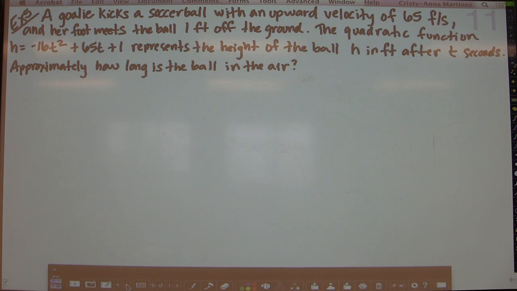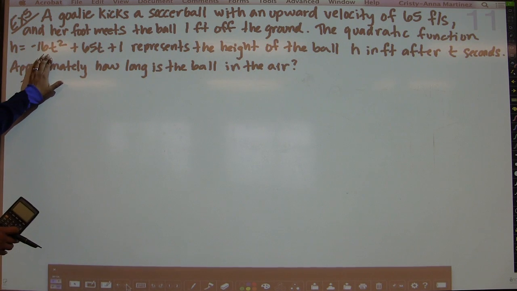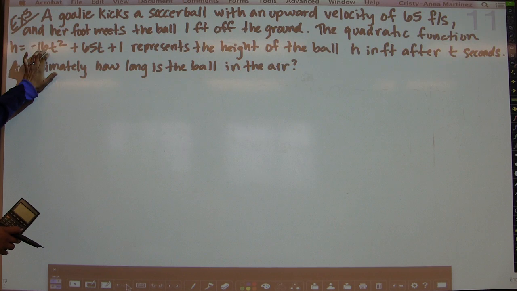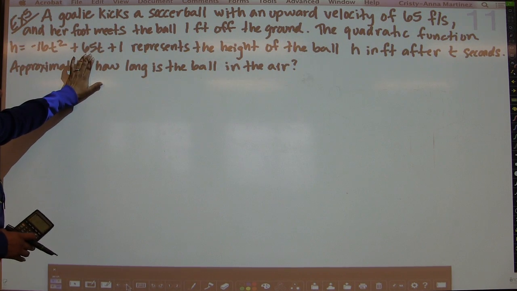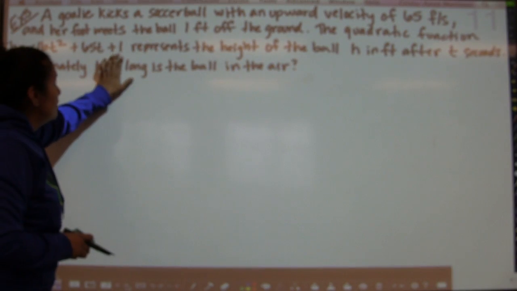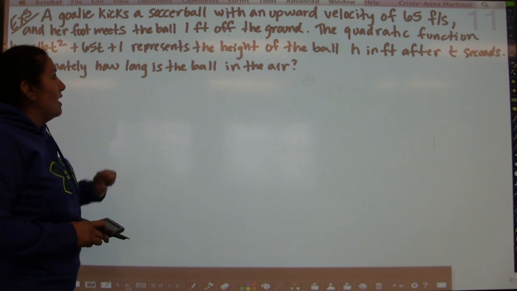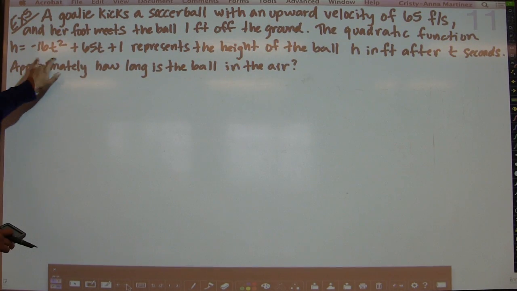It says here, a goalie kicks a soccer ball with an upward velocity of 65 feet per second, and her foot meets the ball 1 foot off the ground. The quadratic function h equals negative 16t squared, which is standard for gravity, plus 65t, so the 65 comes from the upward velocity that was given, and then the plus 1 is the initial height, which was 1 foot off the ground. So this equation was given to you in this case.